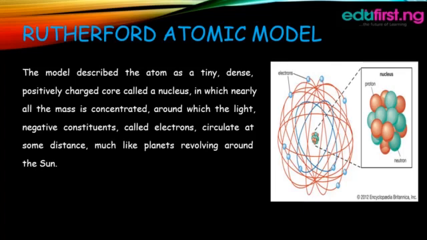He further explained that the electrons revolve around the nucleus, just like the way the planets revolve around the sun. So let's look at the diagram. This is how Rutherford explained the atomic structure. The red and the green particles represent the protons and the neutrons respectively, and the place where these red and green particles are situated is called the nucleus. These blue particles that revolve around the nucleus are called the electrons.